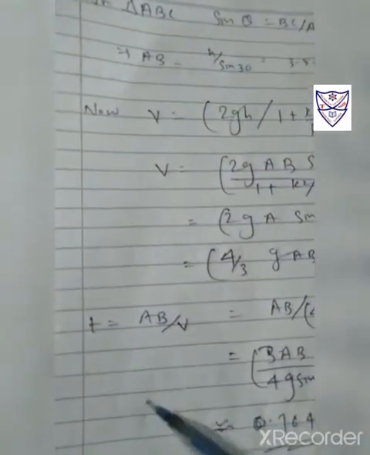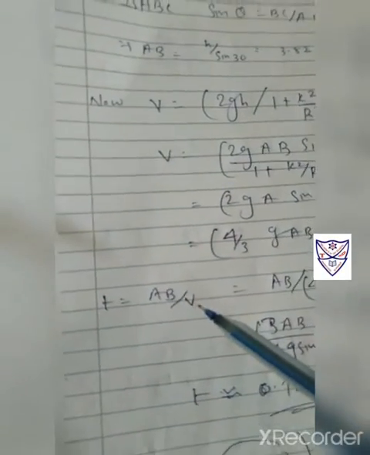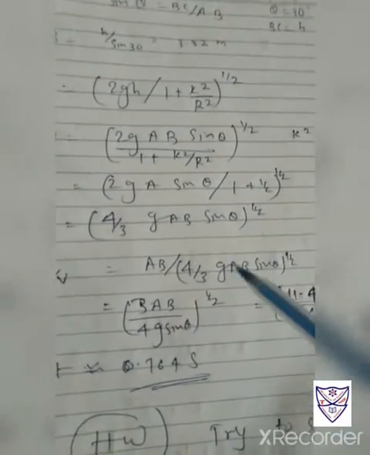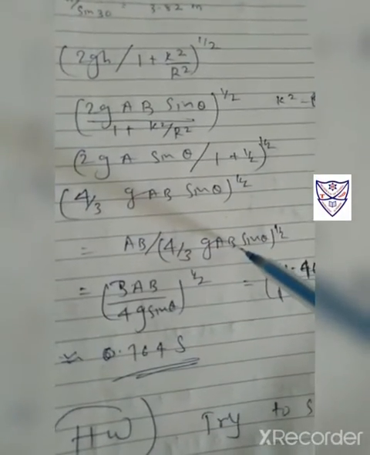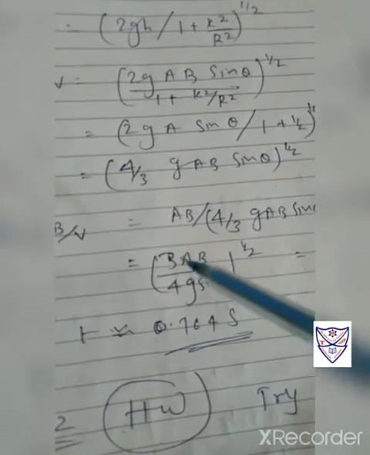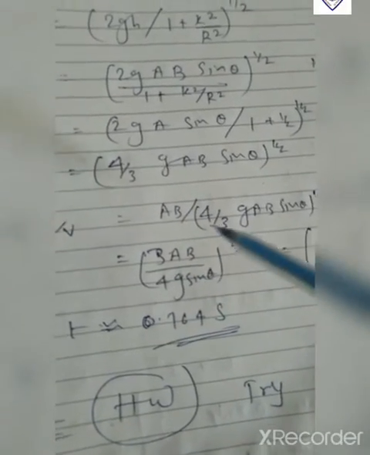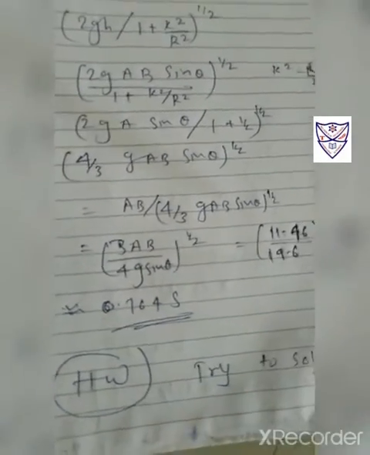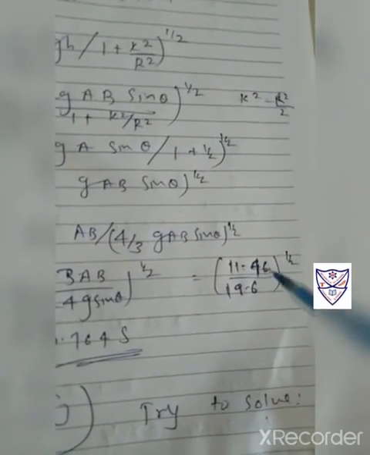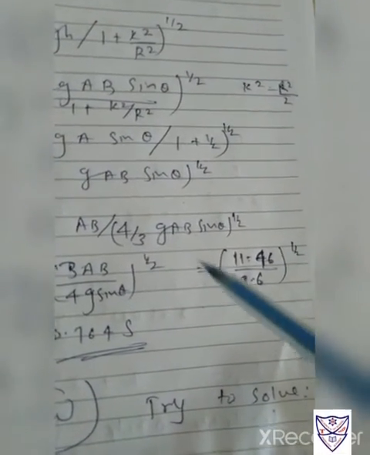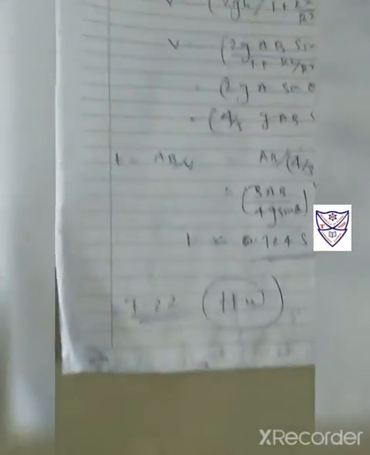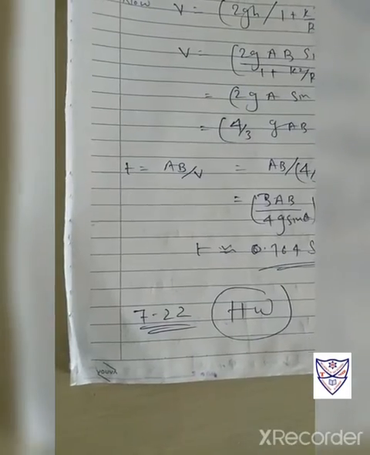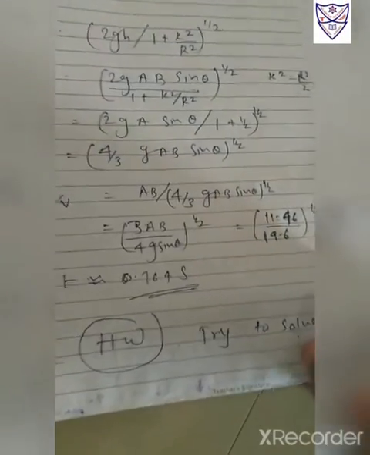So therefore T is equal to AB upon V, and AB is equal to 4. This V you have already found out, so just place the value here. After that you will get 3AB is equal to 4G sine, under root of that whole term. So that is equal to 11.46 upon 19.46, under root of this; both the terms will give you your T, 7.22. Try to solve it. It's homework.